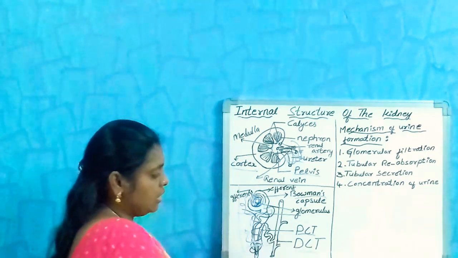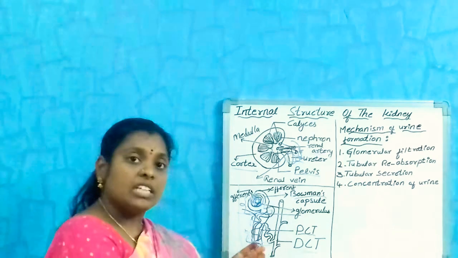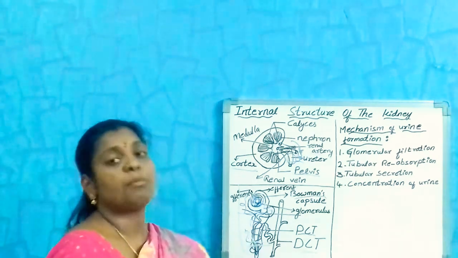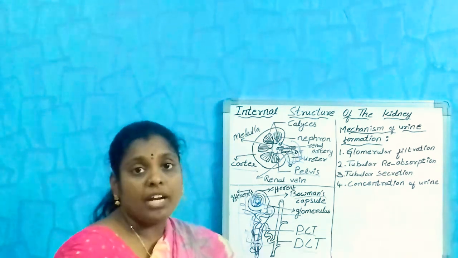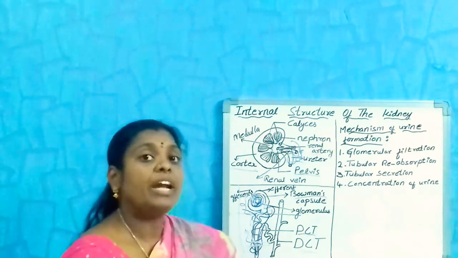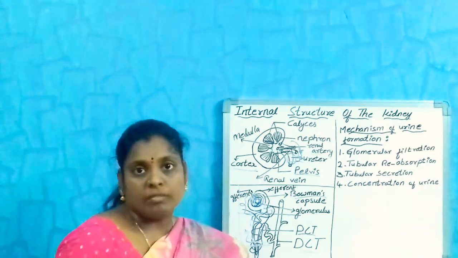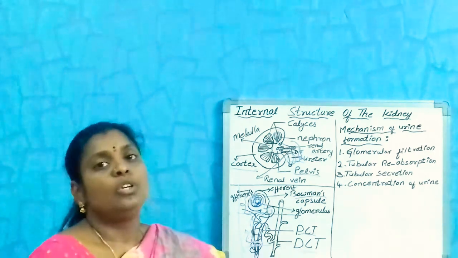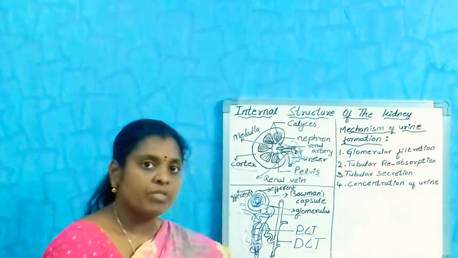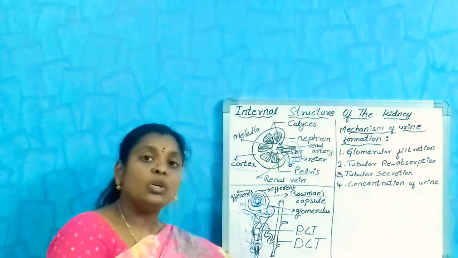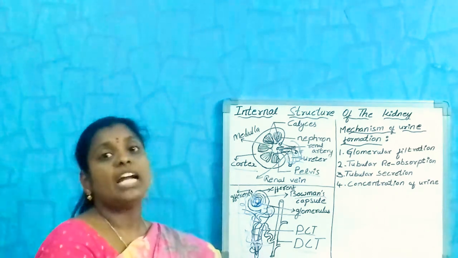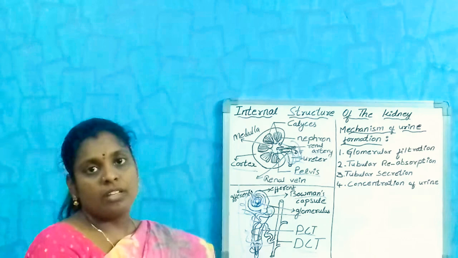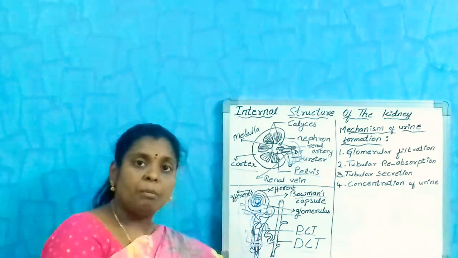In the DCT itself, some amount of pH is also maintained. So the DCT also maintains the pH of the urine. Next, concentration of urine. Whatever urine is formed in the DCT, it maintains pH.